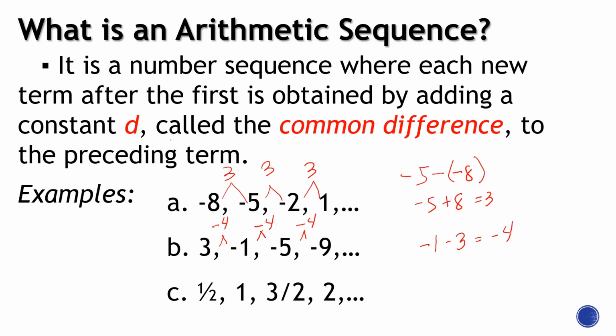For letter C, we have 1/2, and then it becomes 1, and then 3/2, and then 2. And obviously here, the increase is 1/2, or 0.5. As you notice, A and C are increasing. So if the arithmetic sequence is increasing, the common difference is positive. If the arithmetic sequence is decreasing, then the common difference is negative.